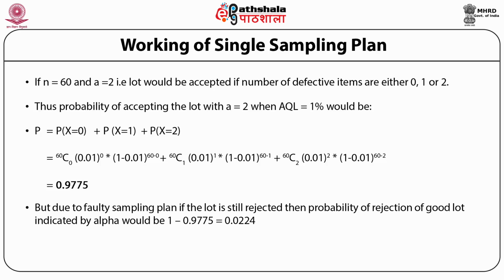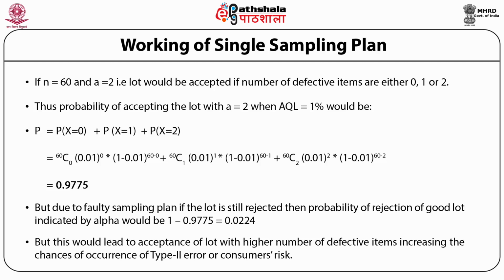0.0224. This implies that with the lot size remaining the same and an increase in acceptance number, the probability of occurrence of type 1 error, that is, producer's risk, decreases. As more defective items in the same lot size are now acceptable, the chances of rejecting the lot, which is termed as good, decrease. But this would lead to acceptance of a lot with a higher number of defective items, increasing the chances of occurrence of type 2 error or consumer's risk.